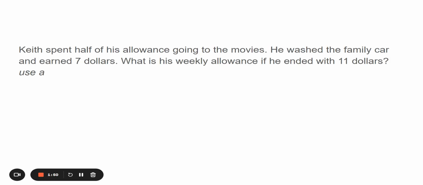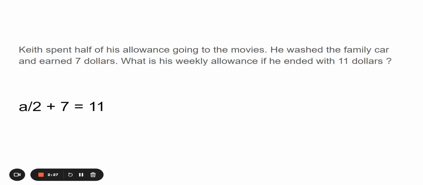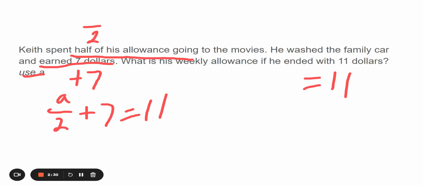All right, next up, it says Keith spent half of his allowance going to the movie. So half, I know that means divided by 2. He washed the family car and earned $7. I'm going to take that to mean plus 7. What is his weekly allowance if he ended with $11? I'm going to take that to mean equals 11. It says we're using A to represent his allowance. So his allowance divided by 2 plus the $7 that he earned equals the $11 he ended up with. See if that's right? That's right. It's almost like I made these slides myself, you know what I mean?